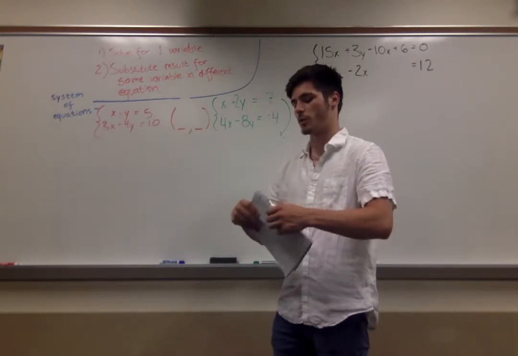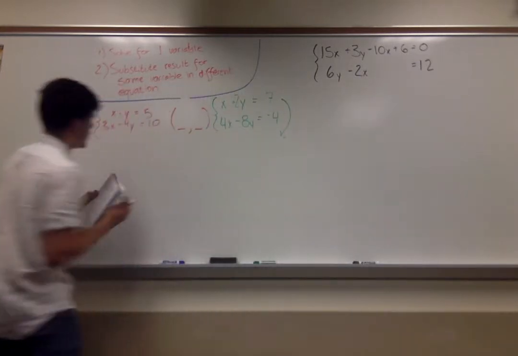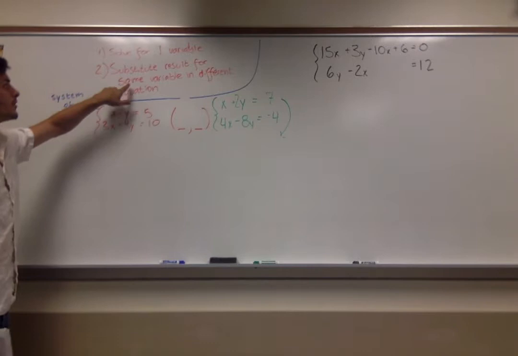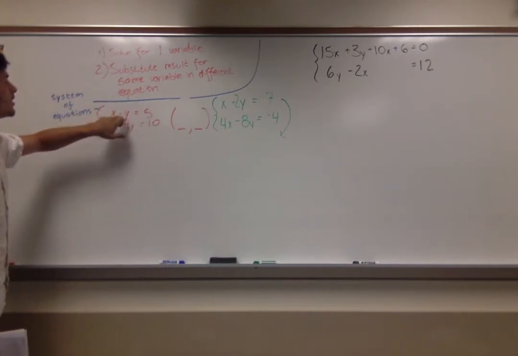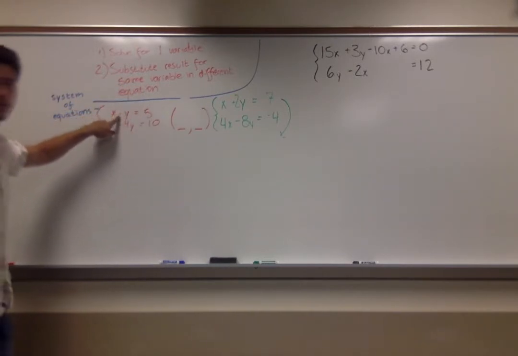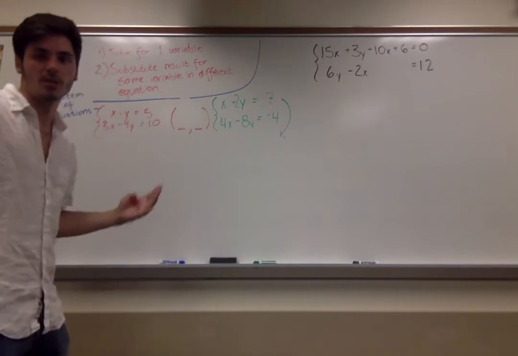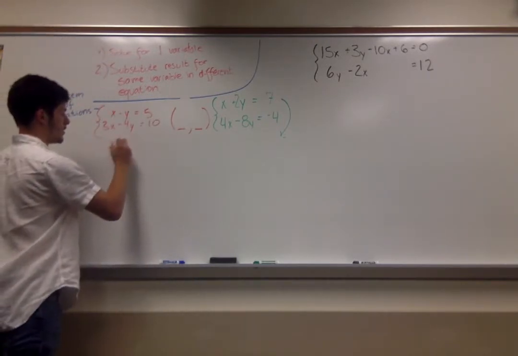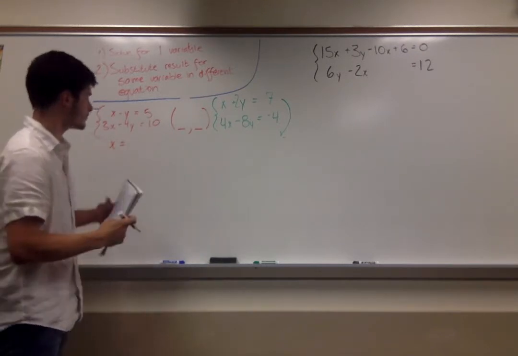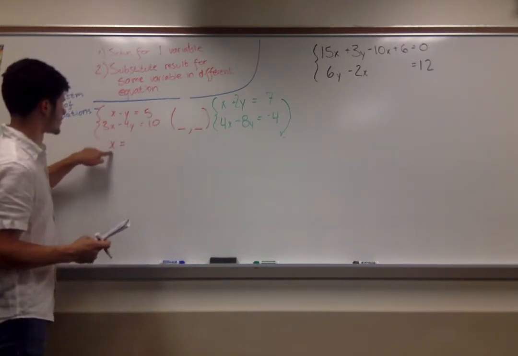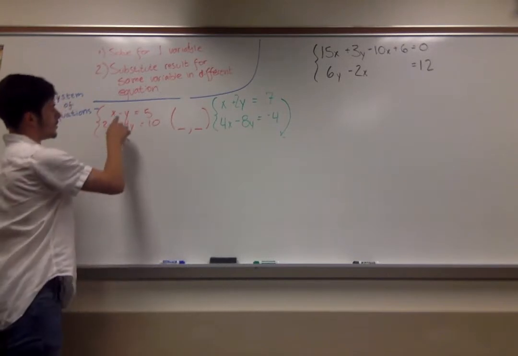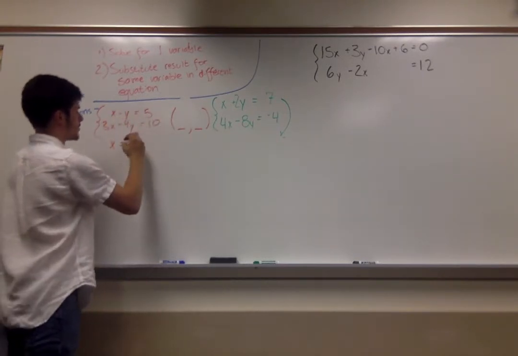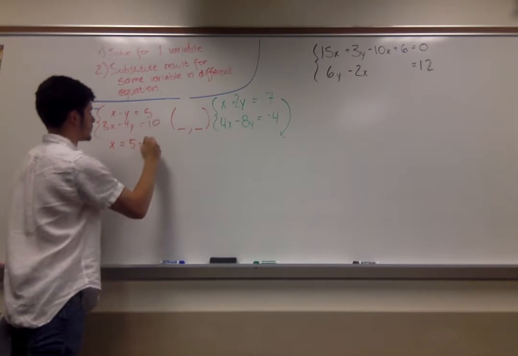To solve this system of equations, we'll start out. We're just going to solve for one variable, and then we're going to substitute the result for the same variable in a different equation. So what we're going to do is simply solve for this x here, and solving just means isolating. So isolating just means getting it by itself on one side of the equal sign, all by itself. So what we would do to do that is add y to both sides. So we get x equals 5 plus y.